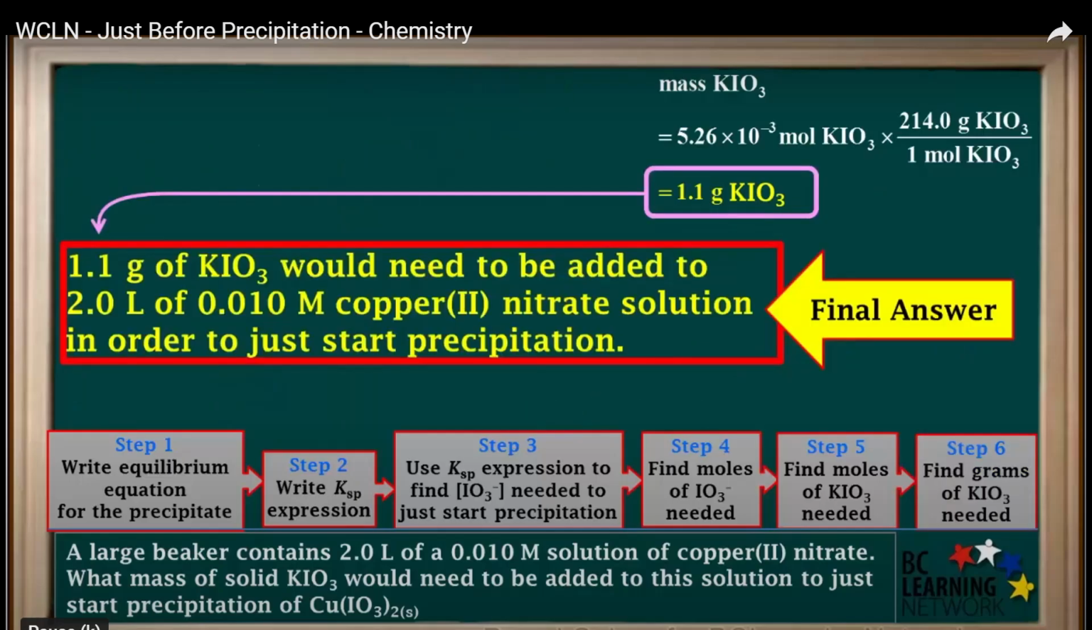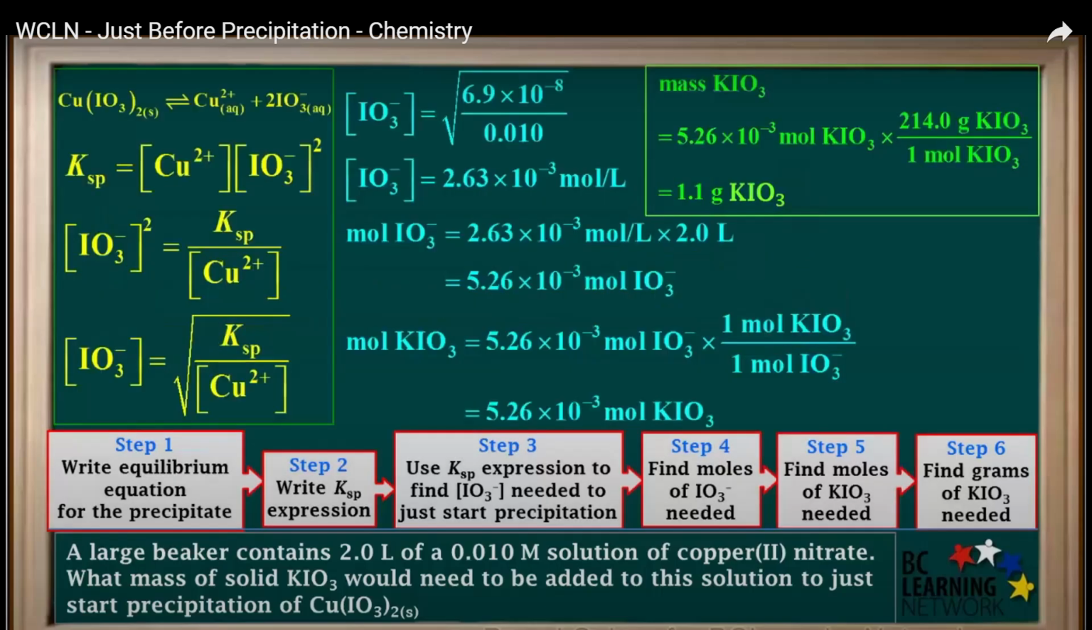So we can say that 1.1 grams of KIO3 would need to be added to 2 liters of 0.01 molar copper-2 nitrate solution in order to just start precipitation. Now, if you put in exactly this amount, it is right on the verge of starting to form a precipitate. You wouldn't notice any precipitate yet. If you added a tiny bit more, then you would start observing a precipitate.